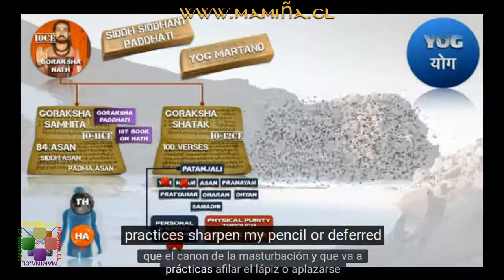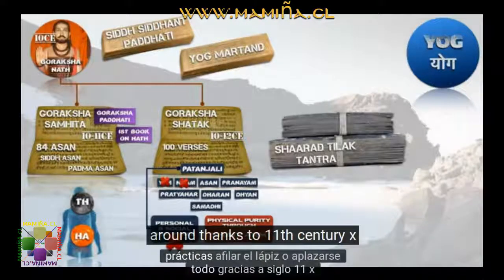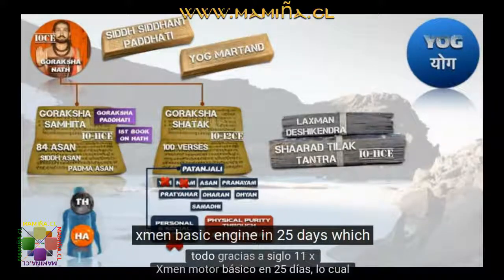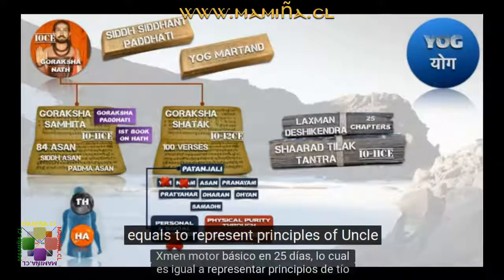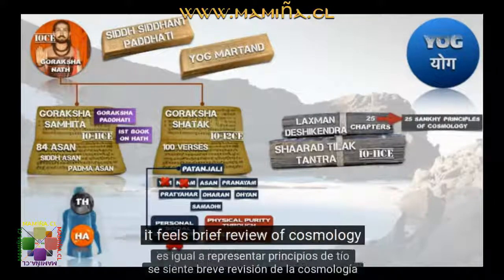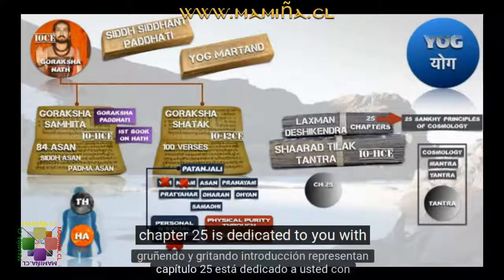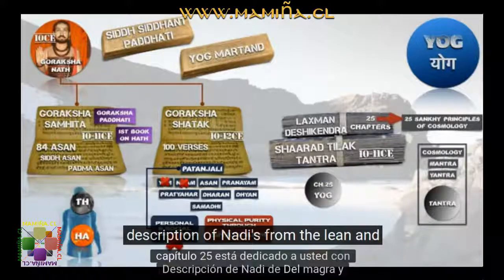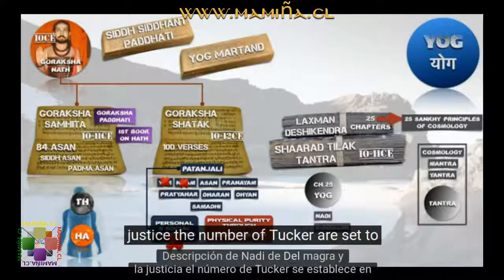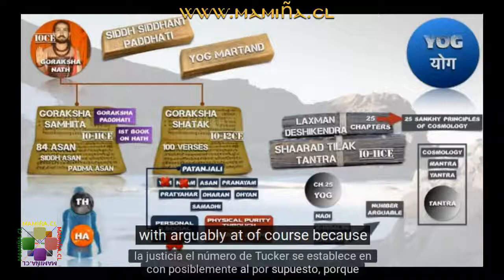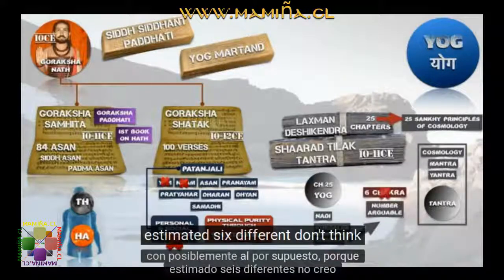Sharada Tilaka Tantra, codified around 10th to 11th century, authored by Lakshman Deshikendra in 25 chapters which equate to 25 principles of Sankhya. It gives a brief overview of cosmology, mantra and yantra depicting tantra worship. Chapter 25 is dedicated to yoga with description of nadis, kundalini and chakra. The number of chakra is said to be arguable as opposed to the definitive 6 chakras known in Hatha Yoga Pradipika.